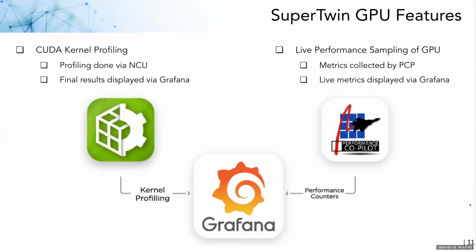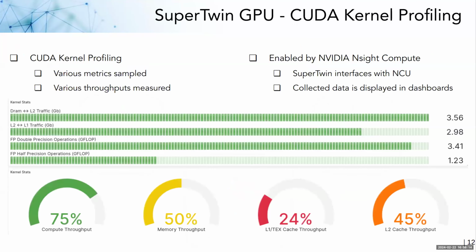So these consist of CUDA kernel profiling and live sampling of performance events. The CUDA kernel profiling is achieved by interfacing the NVIDIA Nsight Compute with the SuperTwin framework, and finally by displaying the results in Grafana dashboards. And then the live sampling of the performance events is supported by a new extension of the Performance Copilot, which allows for the collection of live performance events from NVIDIA GPUs, which we then also display with Grafana.